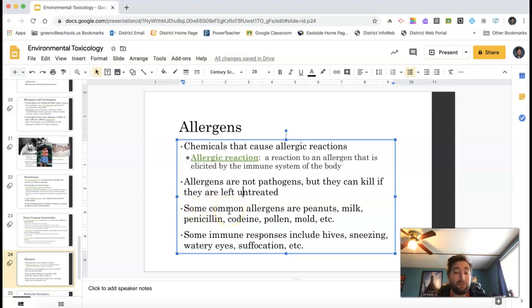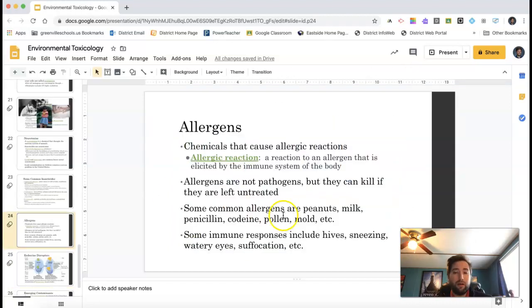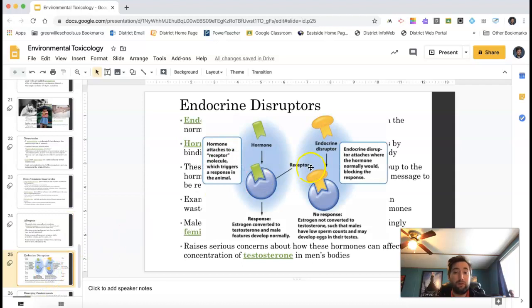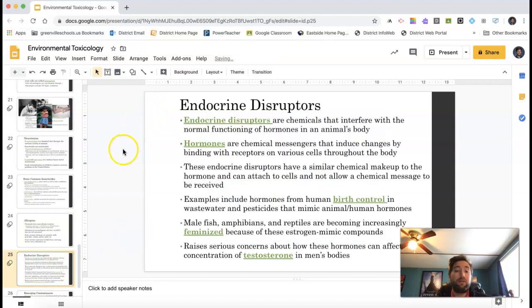So common allergies are peanuts, mold, penicillin, codeine, pollen. So there are tons of different things. Some immune responses are extremely intense. Some are very small, like hives, sneezing, watery eyes, but some cause this thing called anaphylactic shock. And anaphylactic shock is where your throat swells up, and then you can suffocate.